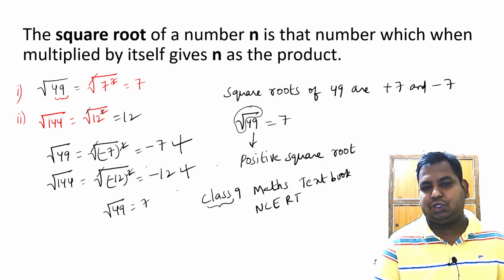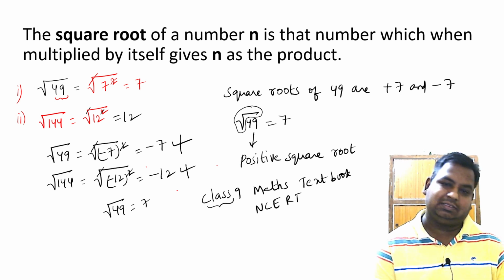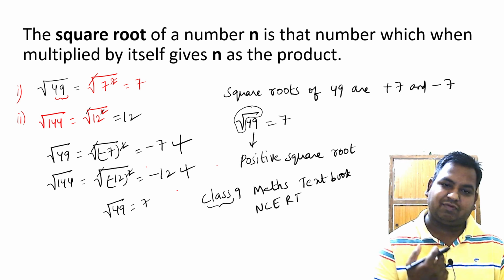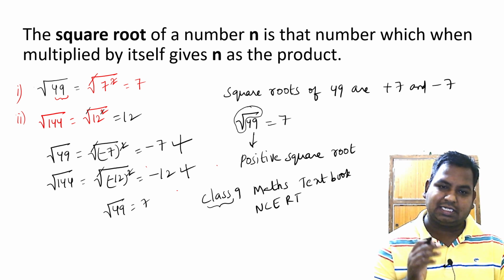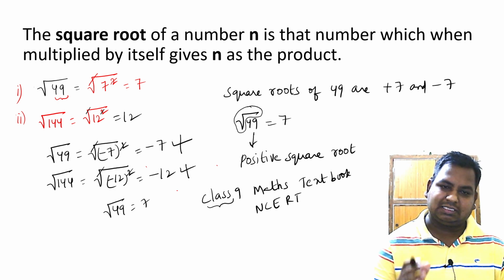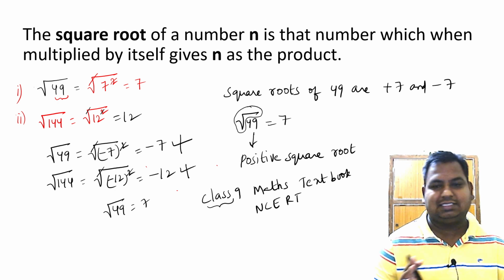I'll tell you why root 49 is only 7, but not now. I'll tell this to you when I discuss irrational numbers, a concept of 9th class. Then I'll tell you why we should consider root 49 as plus 7 only. Why not minus 7?